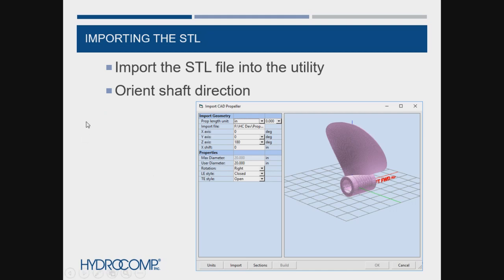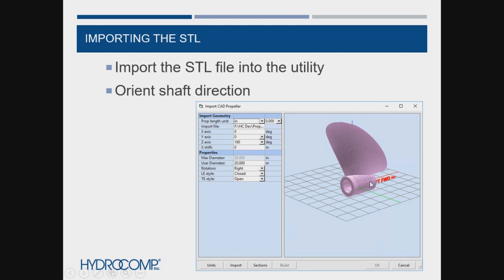The next step, once we've prepped that file as an STL, ASCII STL format, we can bring it into our utility. There's a button on the bottom down here. We hit import and we'll be prompted to select the file. The file gets pulled in, it gets placed into 3D space, and at this point we need to actually orient it so that the shaft axis is along this red axis here. This is the X positive direction.